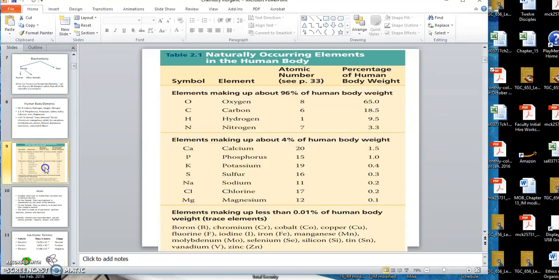Okay. Here's a chart that you can look at in my PowerPoints again to list these. You can see of all the elements, oxygen is the most abundant that we have in our body, followed by carbon. Okay?